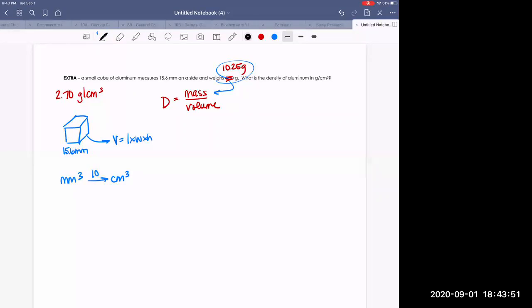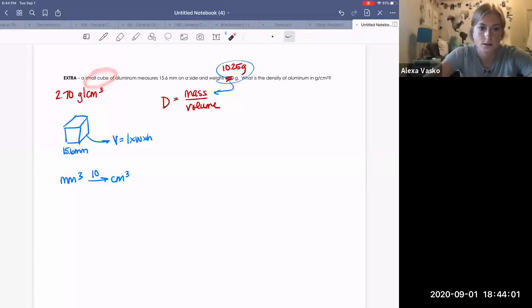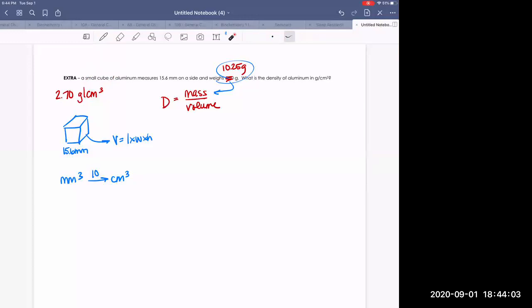Oh, so that's a really good point. How do I know that it's 15.6 millimeters on each side? It's a cube. Okay, so sometimes there are little nuggets of information in the words that we need to use. So if we have a cube, we know that every side is going to be 15.6. So that is one of those little tricky things, but working through the math for this, I can use my volume equation, which is length times width times height.